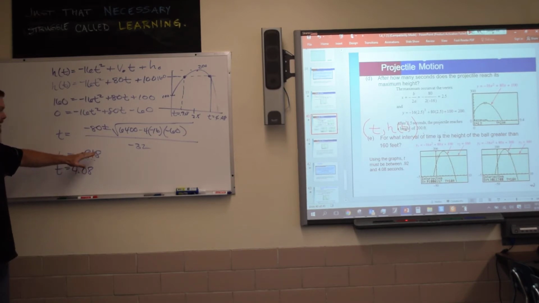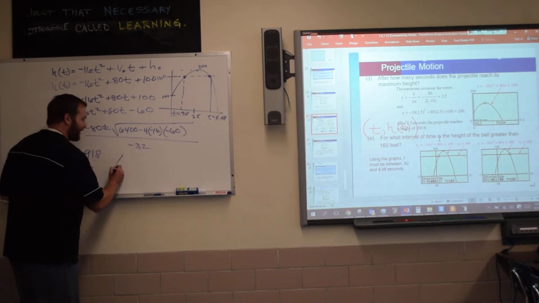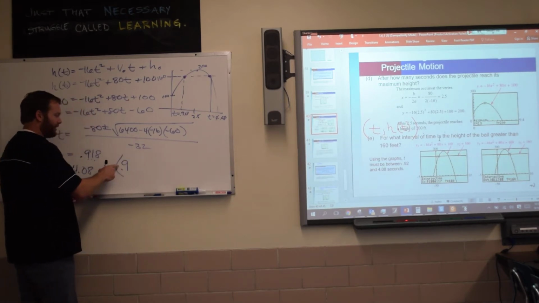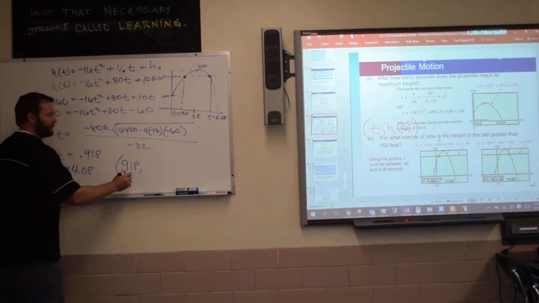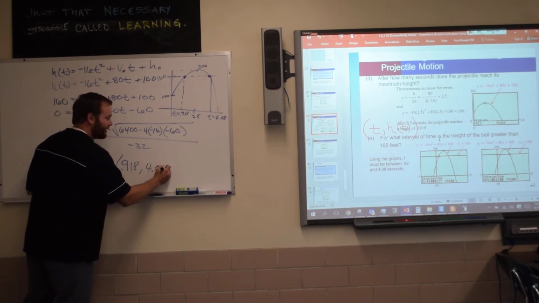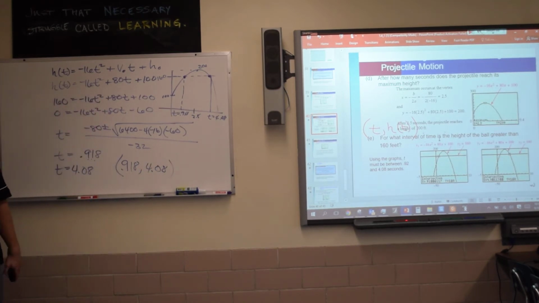Now I've done some rounding, but that's 160. Or provides a height of 160. We want a height that is greater than that. So we do not include 0.918. And for the same reason, we do not include 4.08. Because those are the times that give me exactly 160. But we want an answer that's greater than that. Does that make sense? If they said 160 or greater, then we put the brackets around the 0.918 and the 4.08. So that's the time in which our graph's above that.